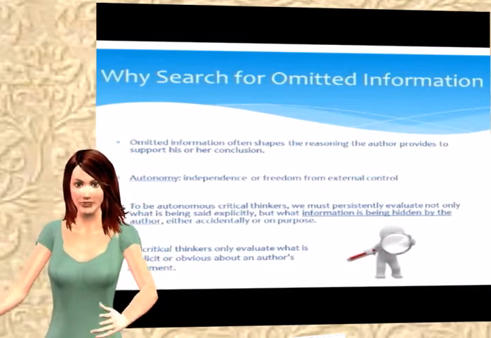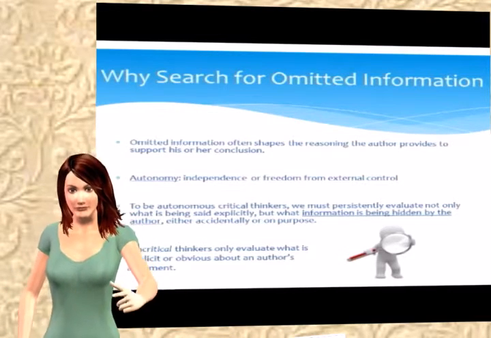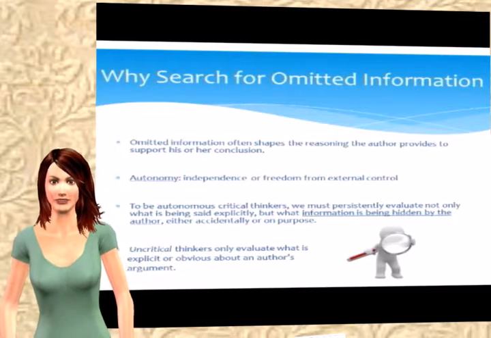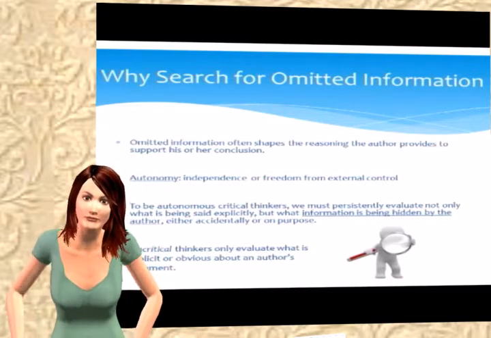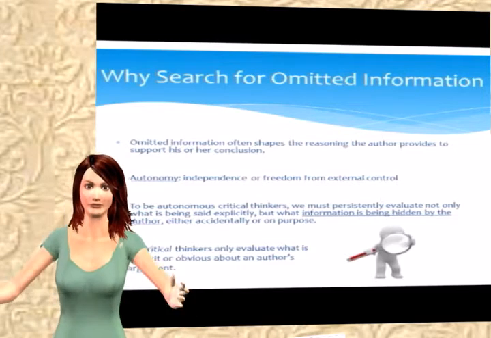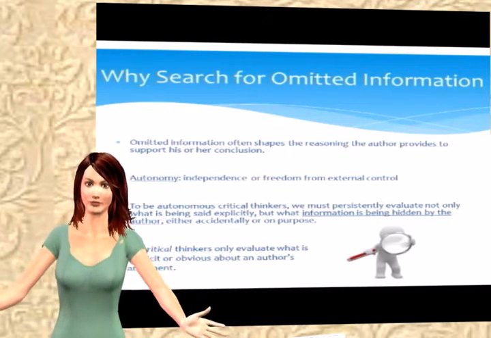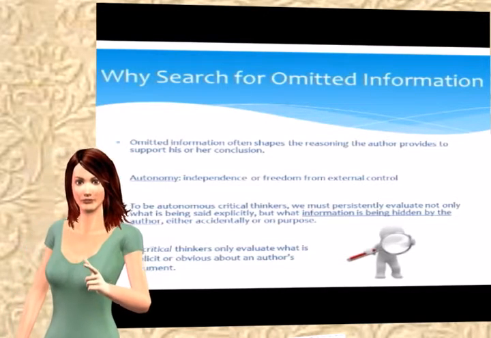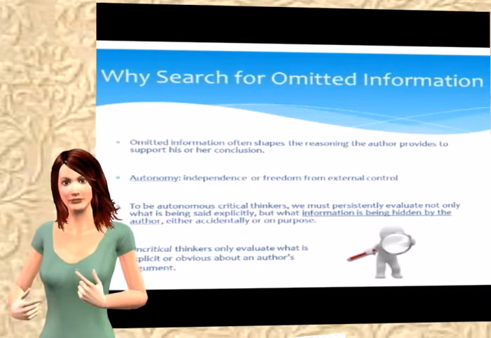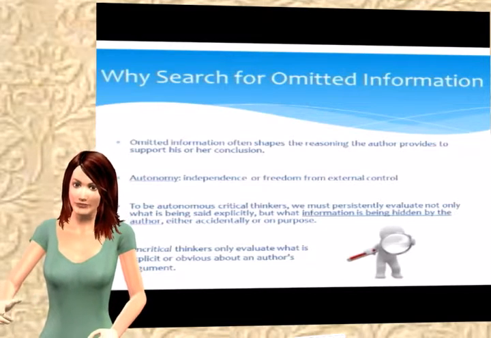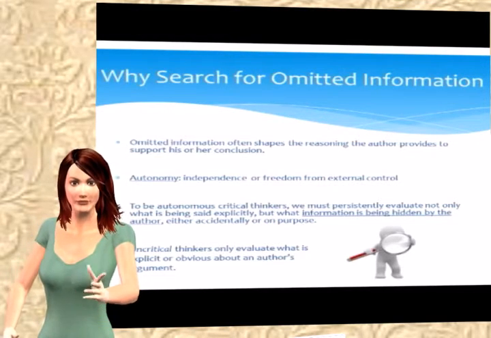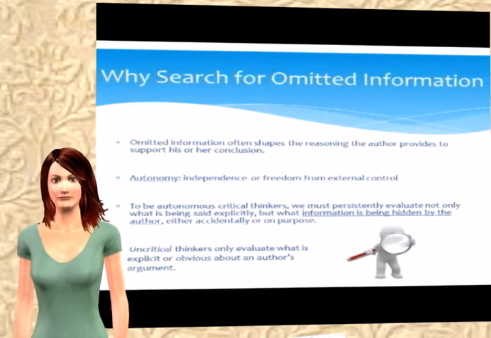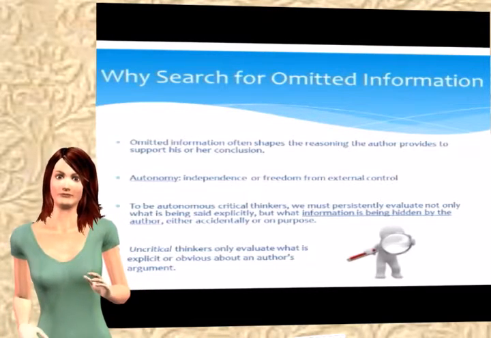So why should we search for omitted information? Information that's missing, information that the author is either not explicit about or completely overlooks or deliberately withholds from the reader. Why should we look for this kind of information? Well, the major reason is because as critical thinkers, we always want to think about what factors are shaping the reasoning process that the author uses to support his or her conclusion. And omitted information often plays a pretty important role in that process.